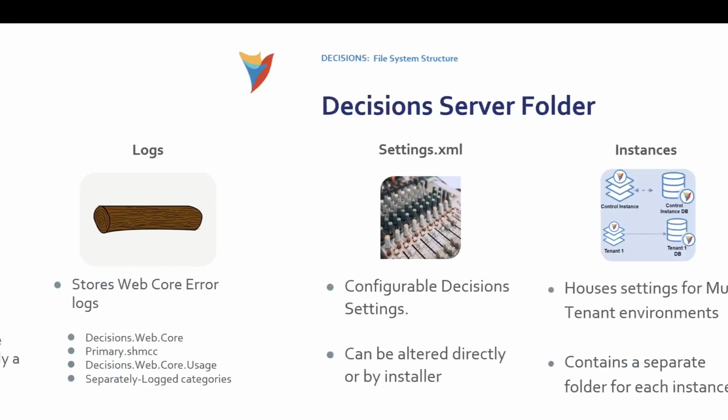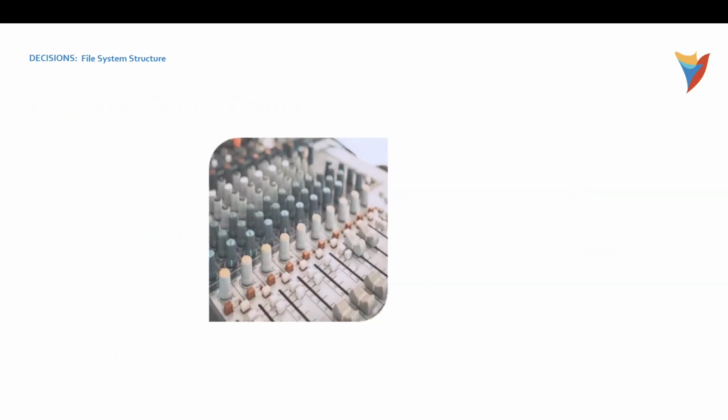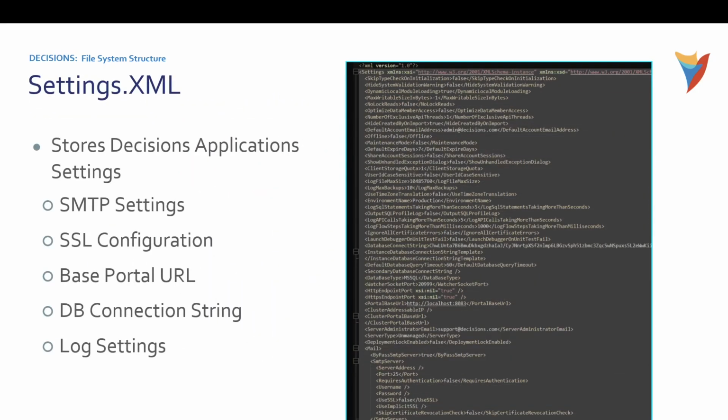From there, we also have the settings XML. This is extremely important when you're trying to configure decisions, because it's going to hold all of the functionality that you're looking for in your decisions environment to be changed from its default install. So you have the SMTP settings, the SSL configuration if you want to use HTTPS instead of HTTP. You have the base portal URL, which you can configure.